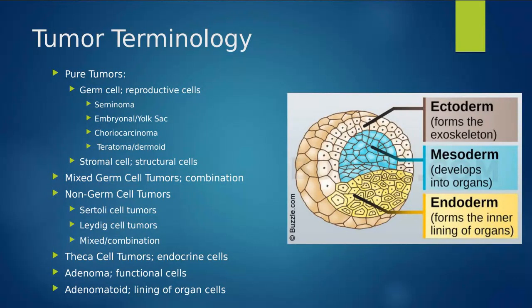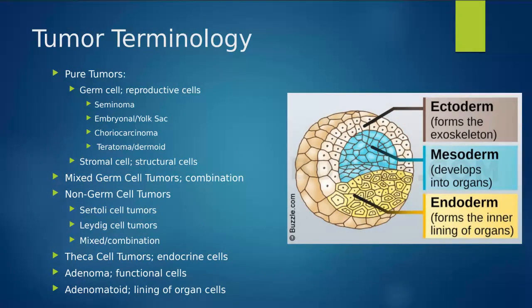The ectoderm is going to form the exoskeleton of the baby. So that's going to be responsible for forming a lot of our structural components. The mesoderm is going to be responsible for forming a lot of our organs, and the endoderm is going to be more of a protective layer. So it's going to form the inner lining of our organs. So these are all 3 very primitive types of germ cells, starting very early on.